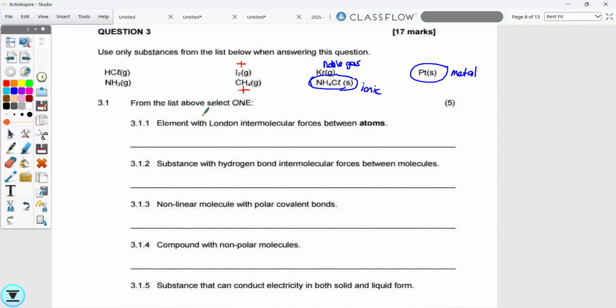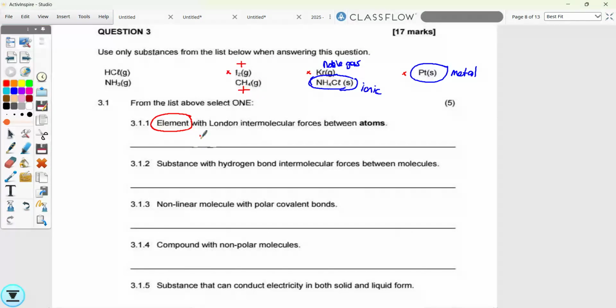Okay, then. They want an element. An element, guys, this is very important. Can it have more than one symbol in there? One symbol only. So if I look at an element, there are 3. This is an element, this is an element, and this is an element. What are the others called? Molecules or compounds. So look out for those words on Thursday. So we're looking for an element with London IMFs.